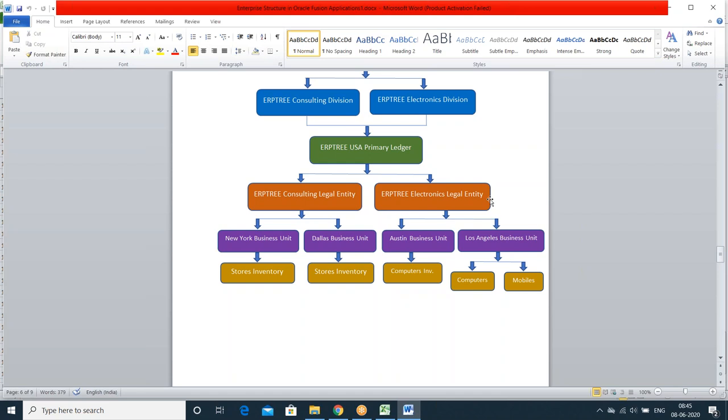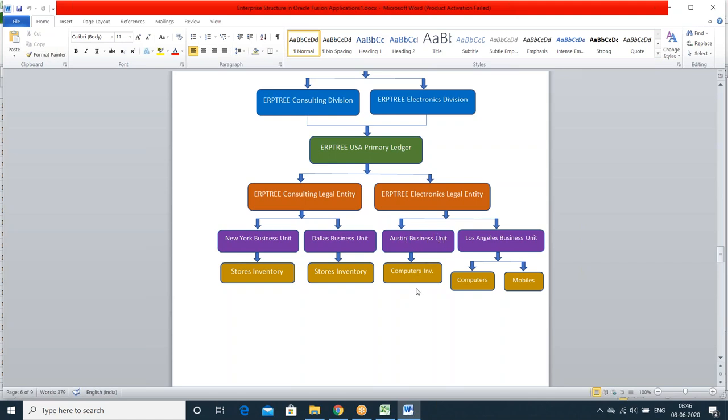And I take another case as the electronics legal entity. That means for the electronics business, they have a separate registration. For this business, they have two branches which they are operating, Austin and Los Angeles. For the Austin business unit, what transactions are they doing in the Austin location? Everything they have to capture separately. That is the reason we are taking Austin business operations as a separate business unit.